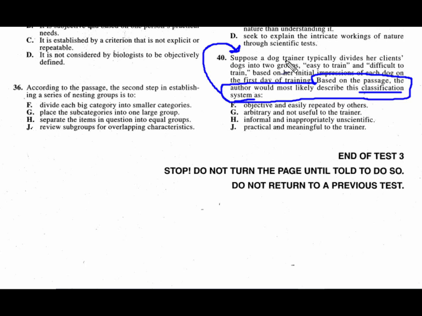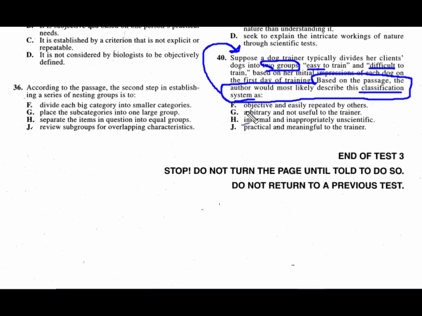All right. Suppose a dog trainer typically divides his client dogs into 2 groups. All right. Easy to train and difficult to train. Okay. Based on this, what do you think the dog trainer would do? Okay, we got two groups. Okay, now think, is that a positive thing or is that a negative thing? Okay, when you do two groups, easy and difficult.